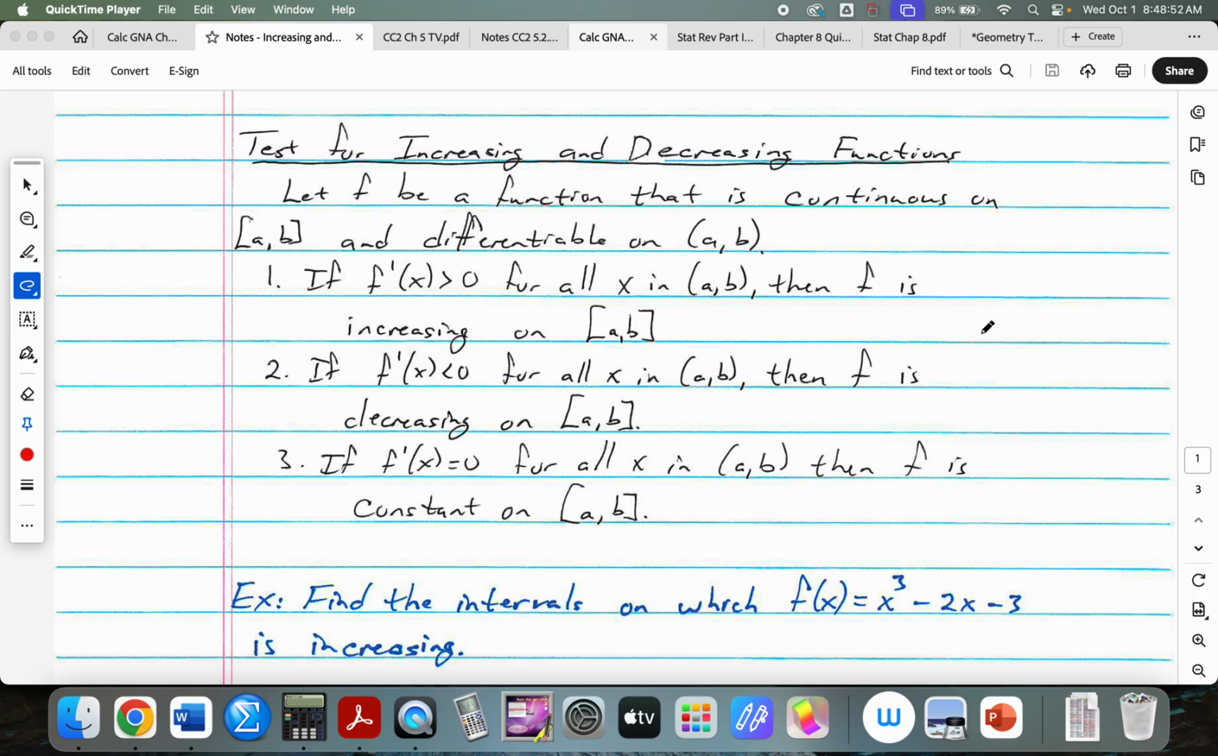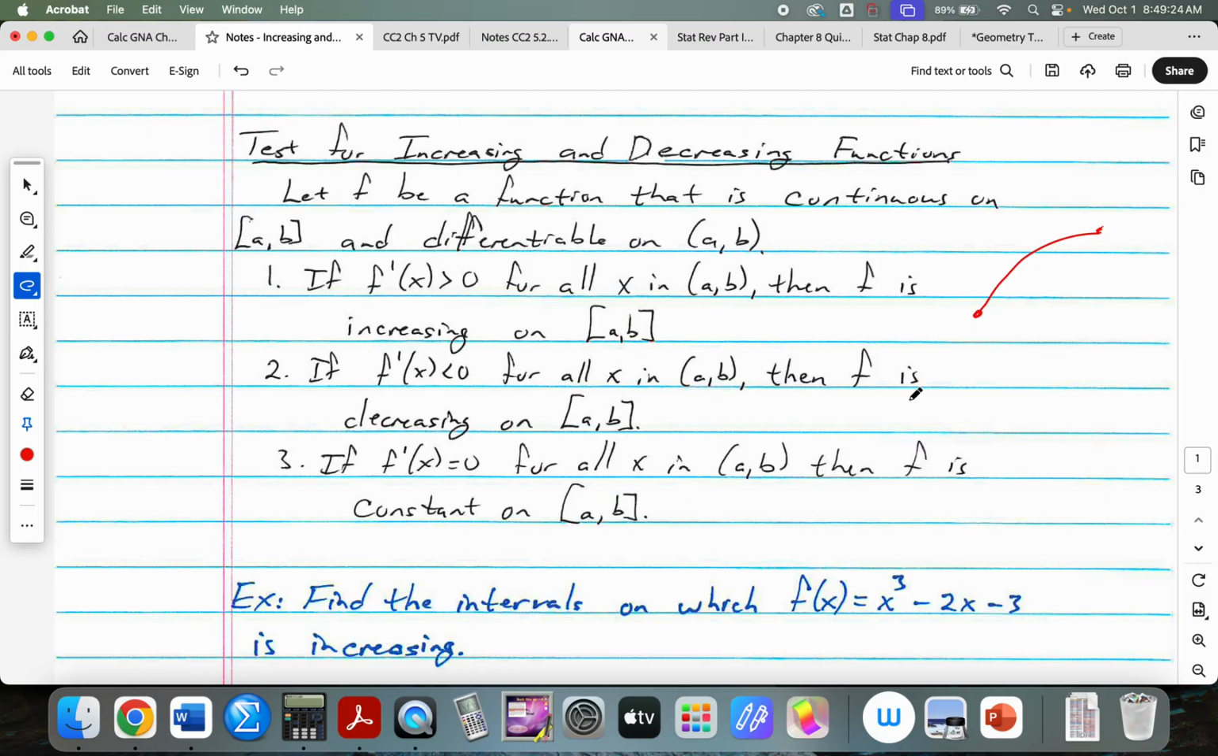And if you think about that for just a second, if I have a function that is increasing on an interval, what's true about all of the tangent lines? Well, any place you draw a tangent line to this, the slope is positive. So what this says is, if we can find an interval where f prime is greater than 0, then f is increasing on that interval.